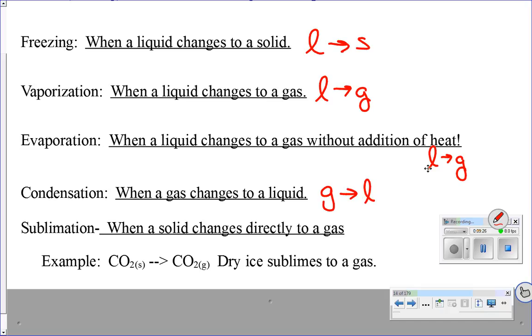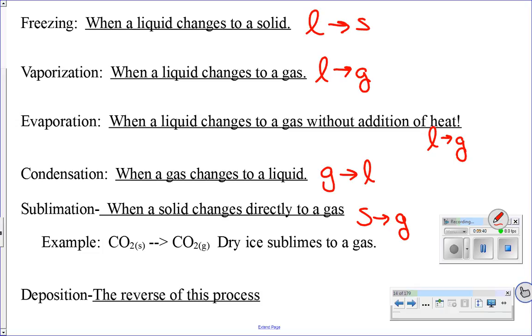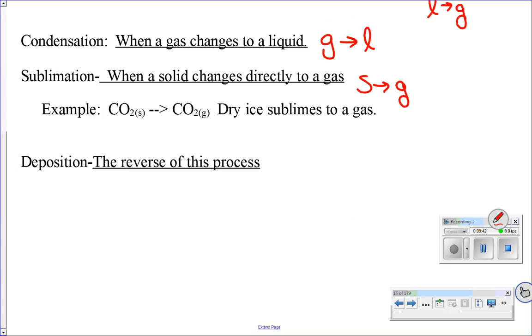And then a special example is sublimation. Sublimation, this is a solid changing directly to a gas. Sublimation you see in the case of dry ice. So dry ice, if you've ever had any experience with it, is carbon dioxide that starts as solid. It's very cold, but instead of melting to a liquid state, it actually turns directly into a gas.